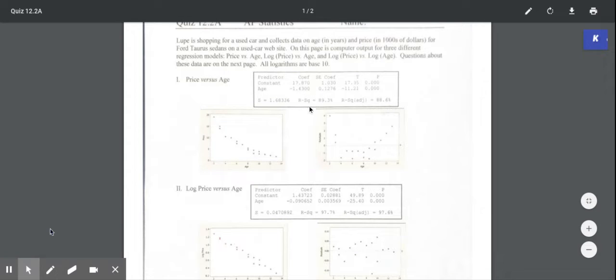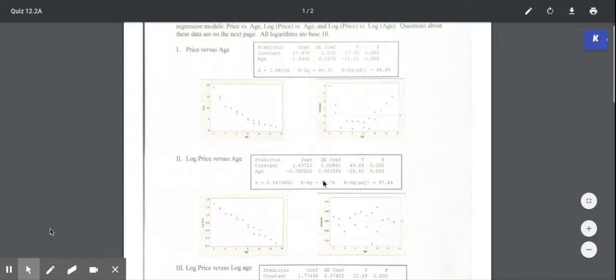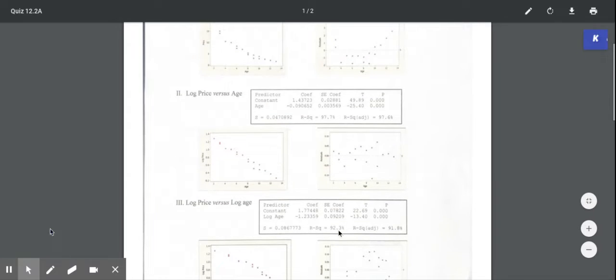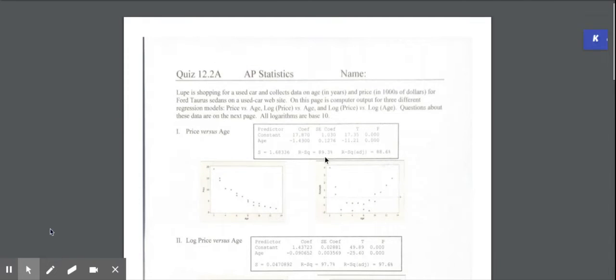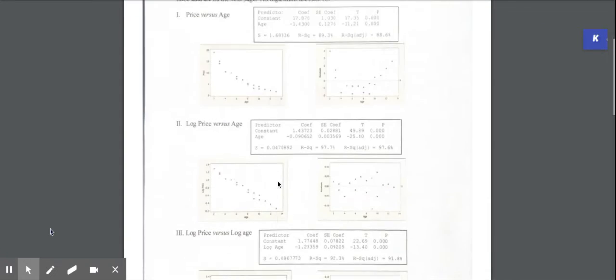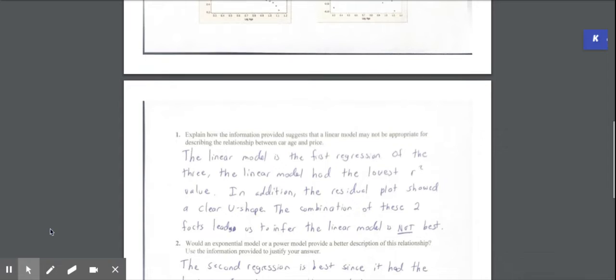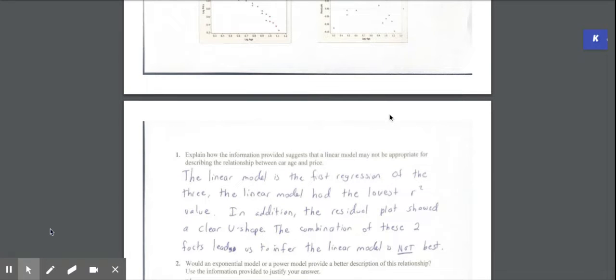This first one has an R squared value of 89.3. This one has an R squared value of 97.7 and 92.3. Out of those three, we can clearly see that this one has the lowest R squared value. That is one indication. A secondary indication is this residual plot. The residual plot has a clear U shape, and this is representing the linear model. So that's why my answer to this question: the linear model is the first regression up there of the three. The linear model had the lowest R squared value of the three. In addition, the residual plot showed a clear U-shaped pattern. These two things combined means that the linear model is not the best model.